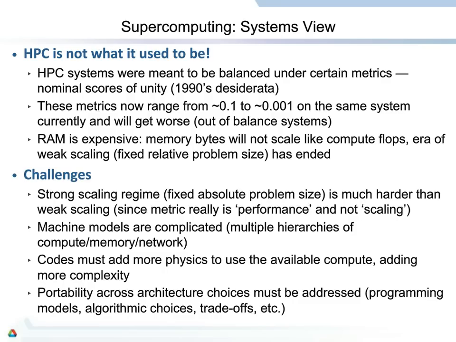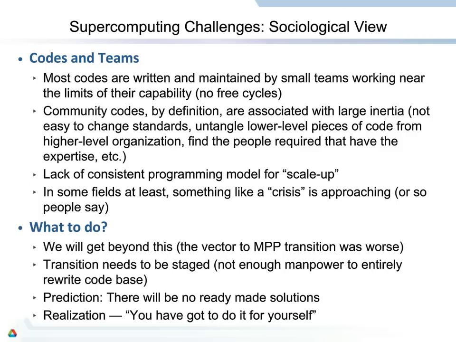So moving on from there, we also have a sociological problem, which is that given all of this, the final solutions must come from people. And this is actually made difficult because supercomputing or large-scale computing is often a niche activity. So most codes, in fact, are written and maintained by small teams. And they're already working close to the limits of their capability.